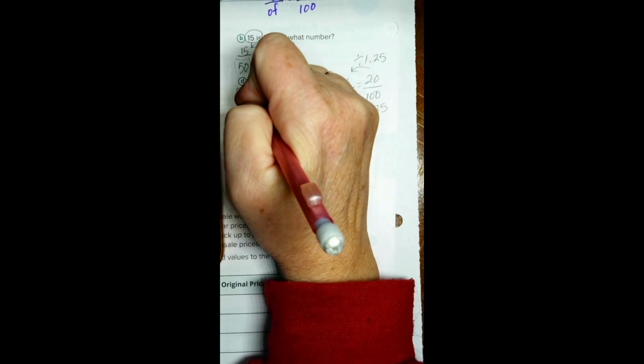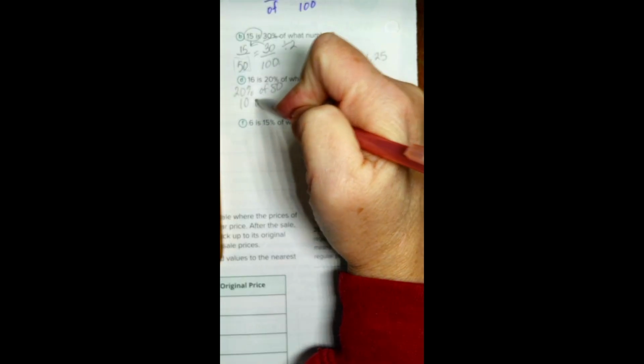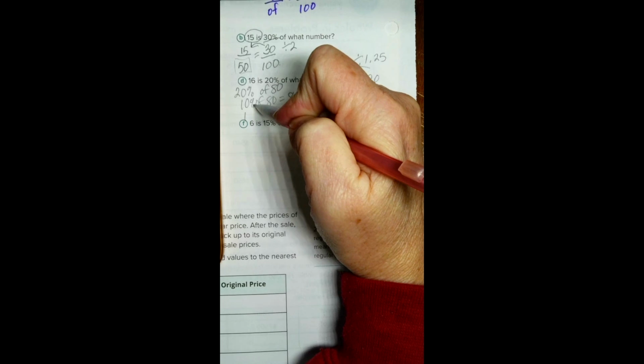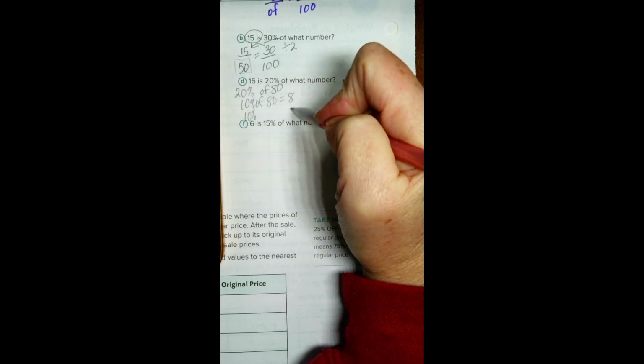We could check that. 20% of 80. So 10% of 80 is going to be 8. And then another 10% is another 8. And 8 plus 8 gives us 16, which is what the question started with. So your final answer here for this one is the 80.